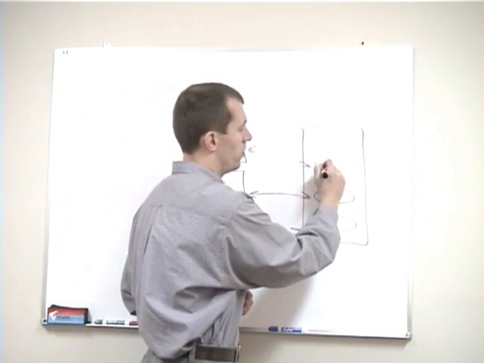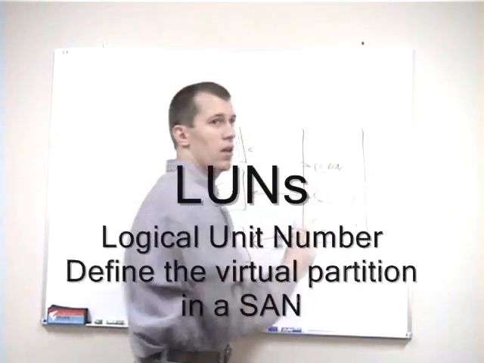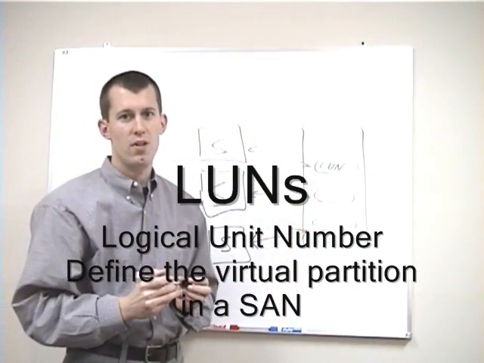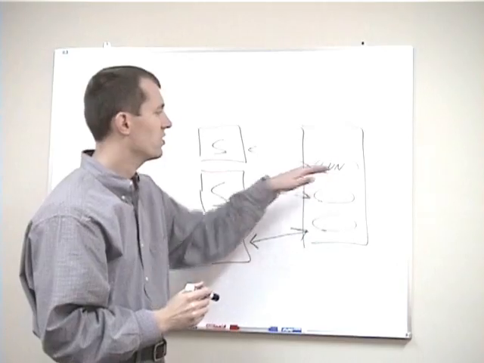And technically, these are called LUNs, logical unit numbers. And this is how the SAN gets divvied up. You can think of this as a virtual hard disk.